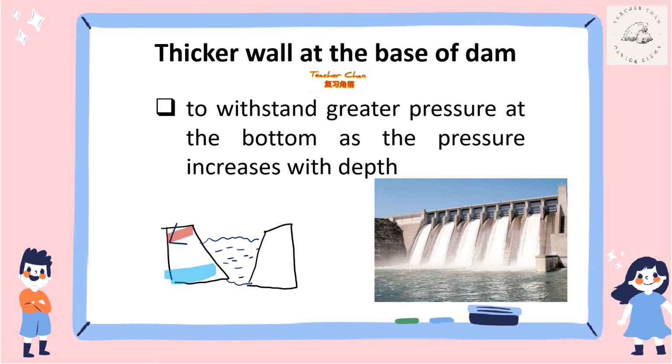So why is this one thin and why is this one thicker? It is because the pressure increases with depth. When the depth increases, the water pressure also increases. So we have to build a thicker wall at the base of the dam so that it can withstand greater pressure.